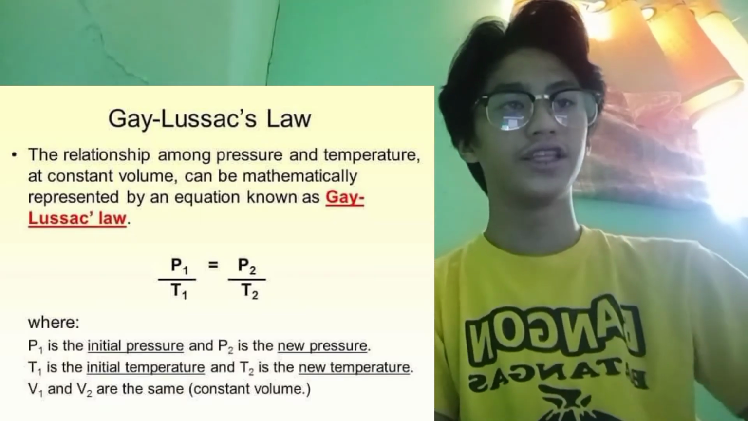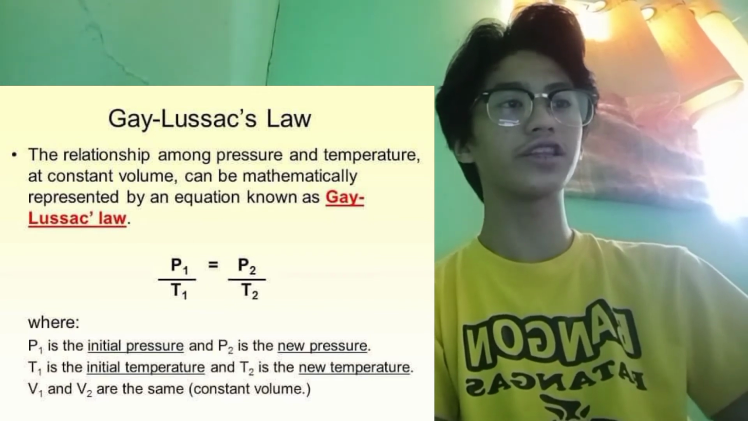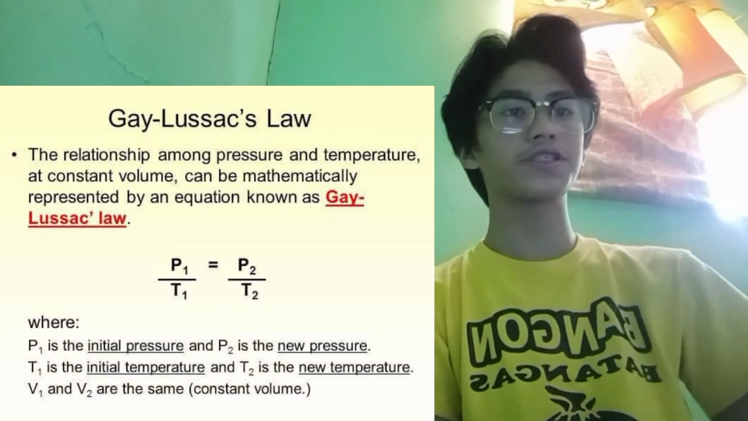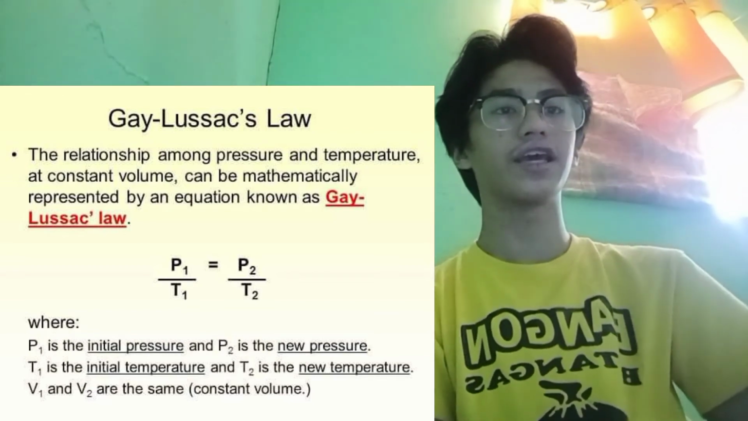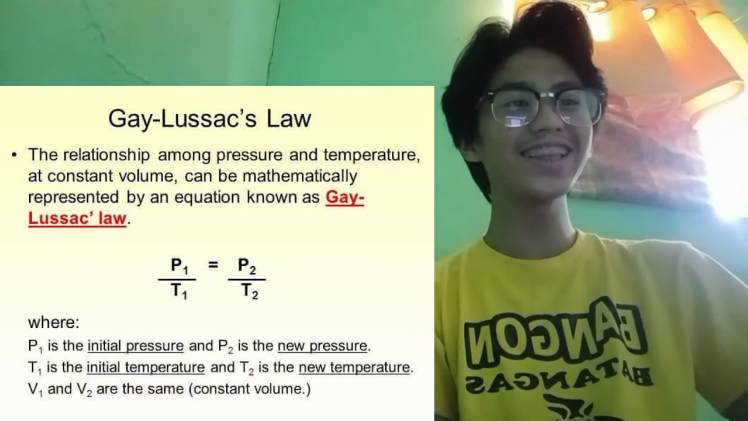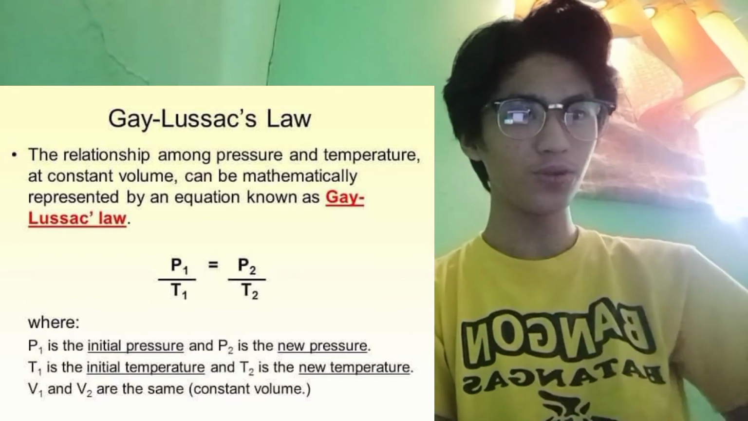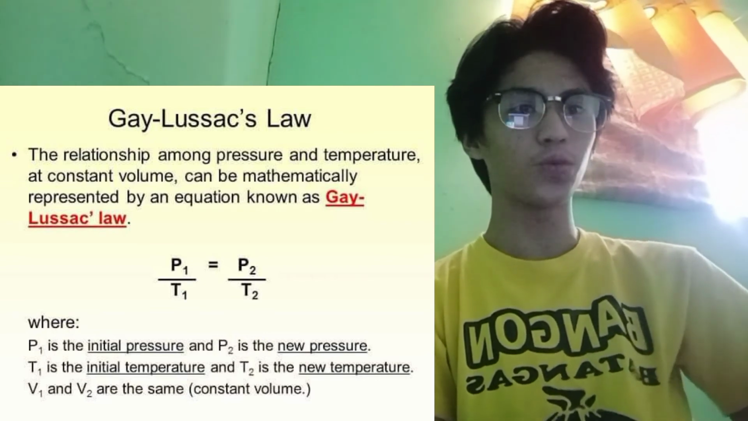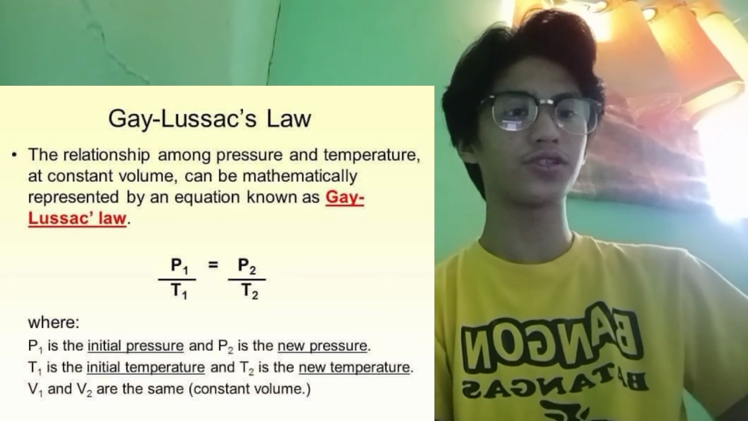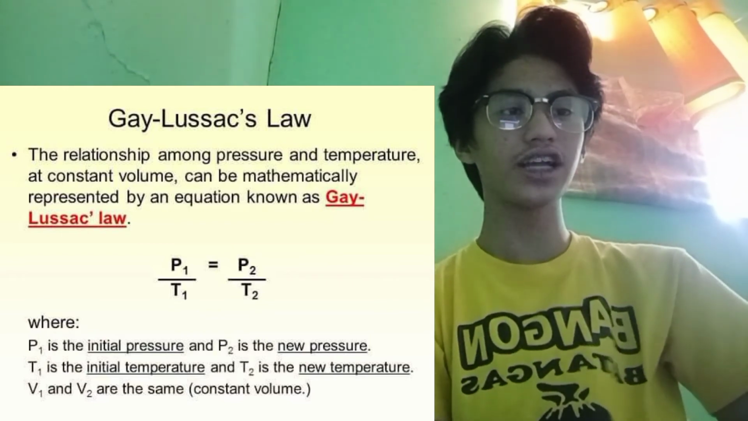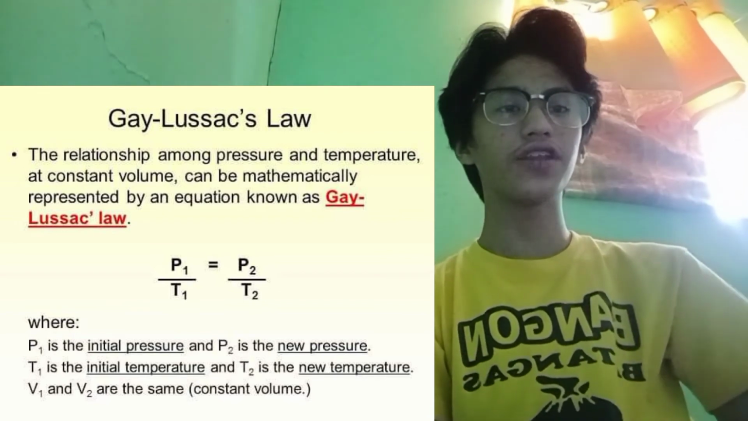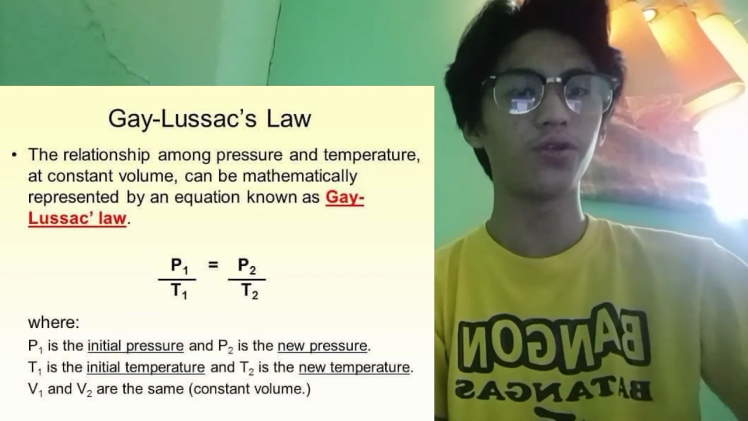Gay-Lussac law. The relationship among pressure and temperature at constant volume can be mathematically represented by an equation known as Gay-Lussac law. P1 divided by T1 equals P2 divided by T2, where P1 is the initial pressure and P2 is the new pressure. T1 is the initial temperature and T2 is the new temperature. V1 and V2 are the same, constant volume.